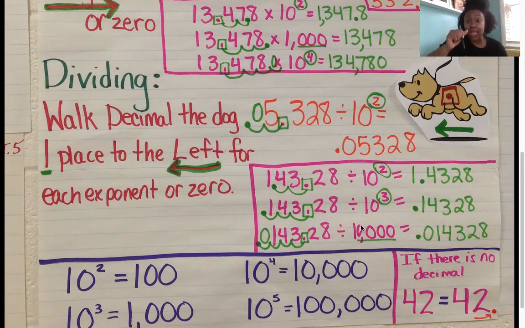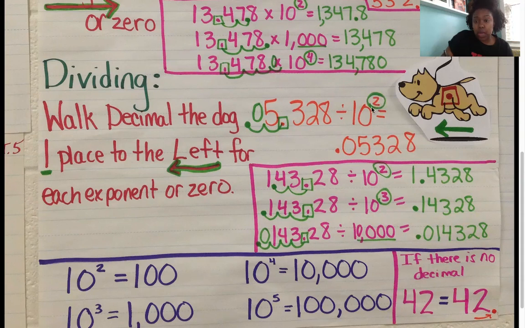So when we're dividing with powers of 10, there will obviously be a pattern if we're using the same number and we change the power of 10. So if you look down here, it says we walk the decimal dog one place to the left for each exponent or zero, okay? So there's an example right up here of 5 and 328 thousandths divided by 10 to the second power.